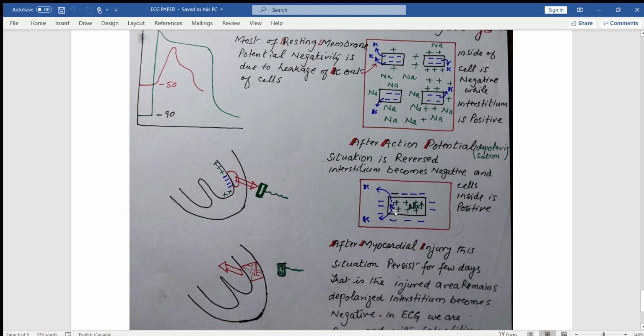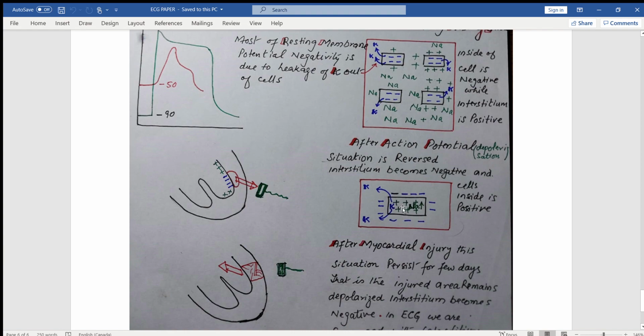Now, when the cardiac muscle is injured, or whenever there is ischemia or infarction, this area remains depolarized forever. That means, actually, the problem is that the sodium potassium pump and the leak channel for sodium, the voltage gated channel, are all destroyed here.